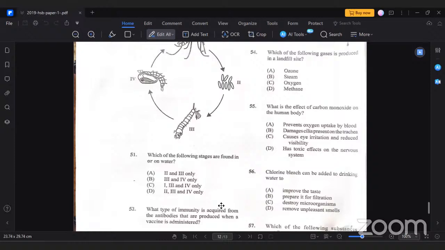Which of the following gases is produced in a landfill site? When you hear landfill, we are talking about what? Is it A, ozone? Is it B, steam? Is it C, oxygen? Is it D, methane? Send in your answers for 54.